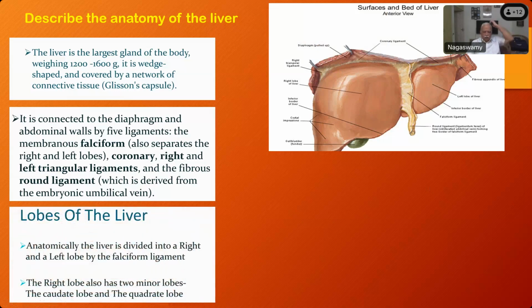Anatomically, the liver is divided into right and left lobe by the falciform ligament. The right lobe has 2 minor lobes, the caudate and the quadrate. Okay, so totally, morphologically seen from outside, it is 4 lobes. Even though you have 2 major lobes, the right lobe is again divided into caudate and quadrate, the small 2 lobes. So this is one classification, the morphological classification of the lobes of the liver.